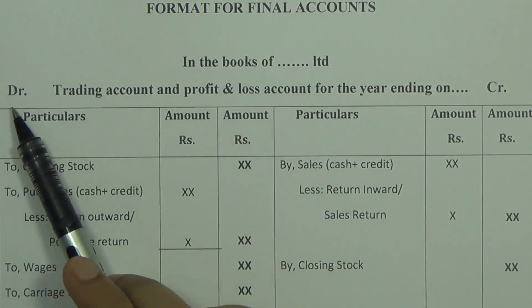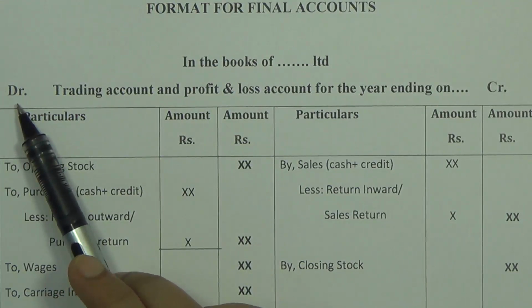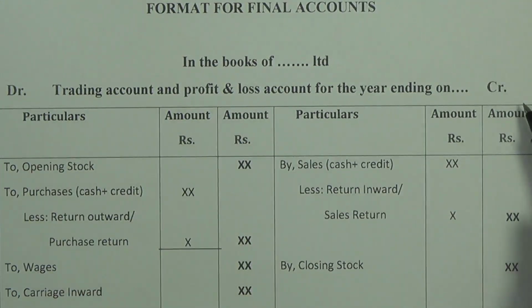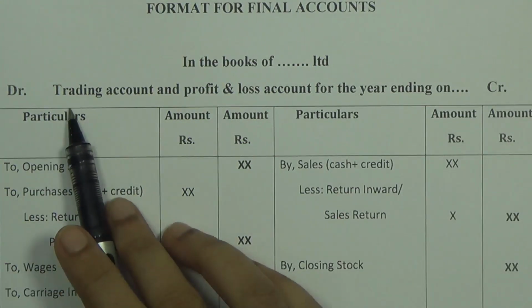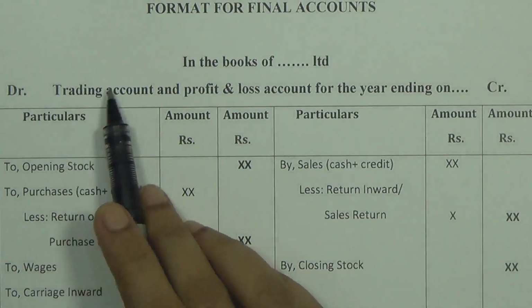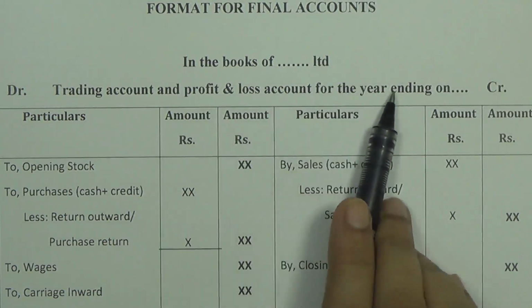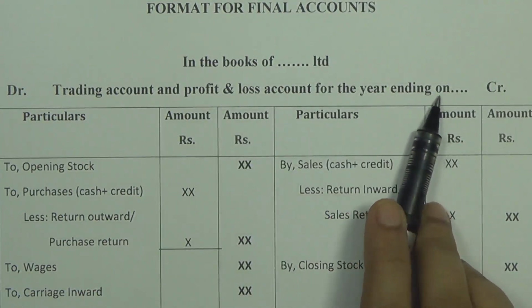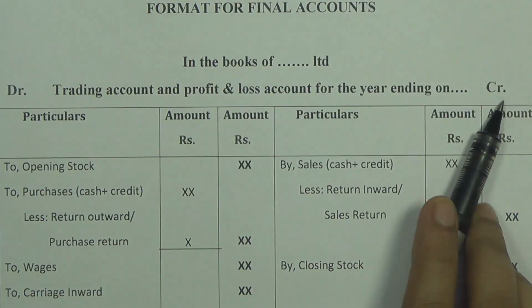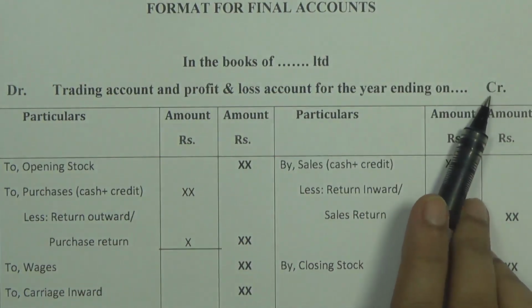Then on the extreme left side, you're going to write debit account, that is DR. On the extreme right, you're going to write CR, that specifies credit. Then you're going to write as a topic: trading account and profit and loss account for the year ending on so and so. The date is always 31st March of whichever year it is.